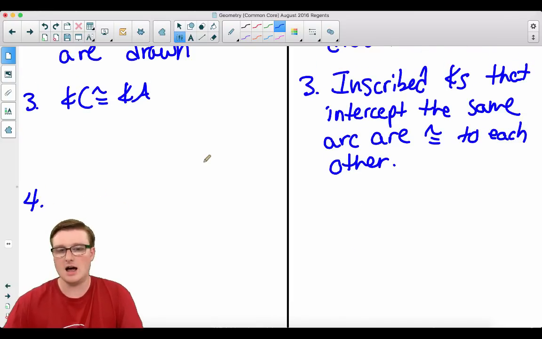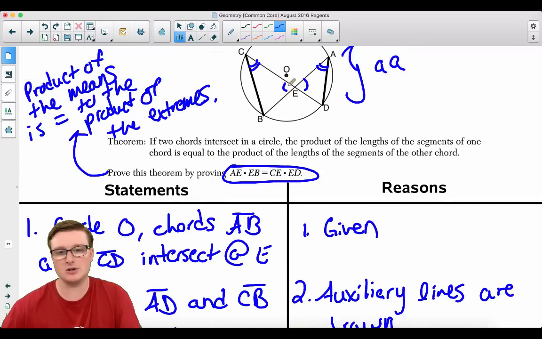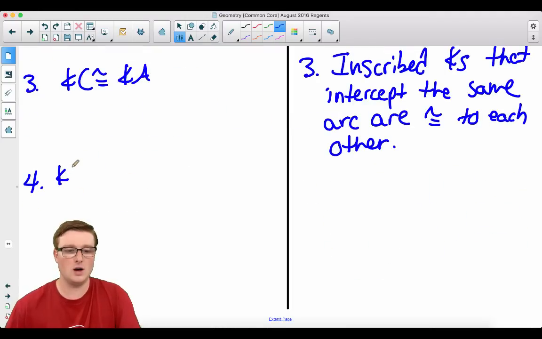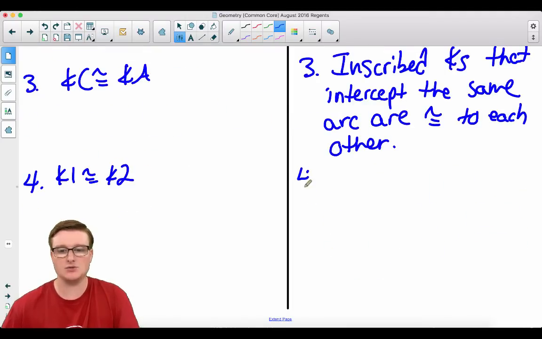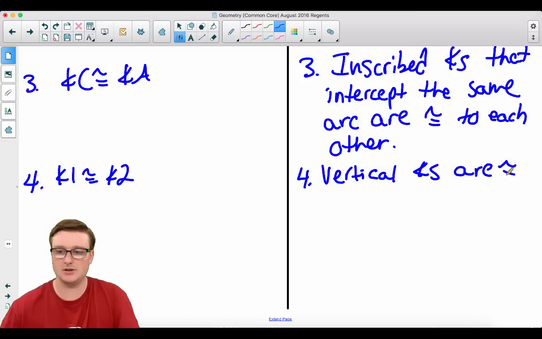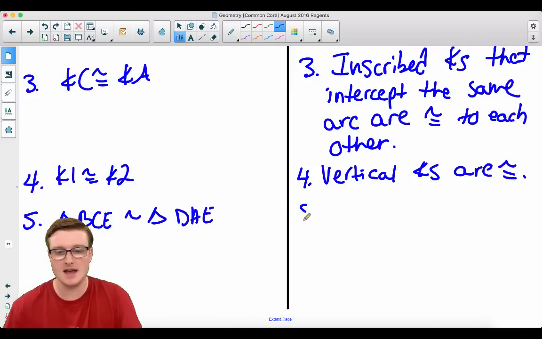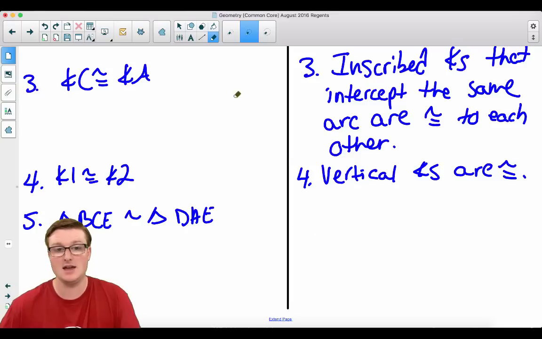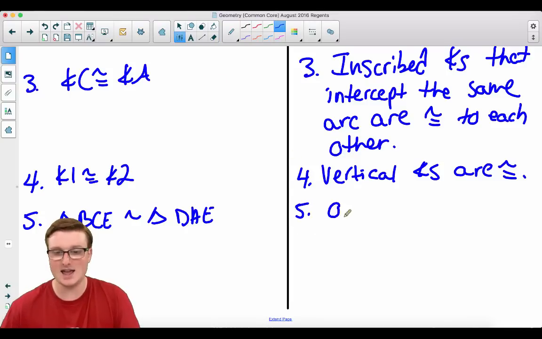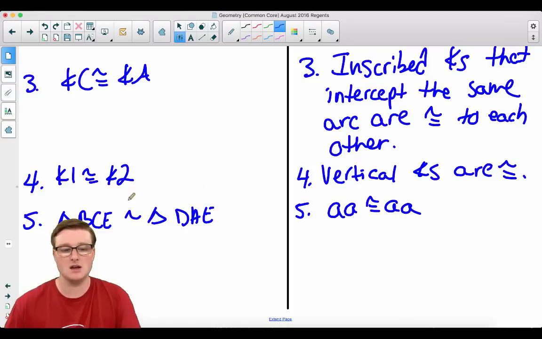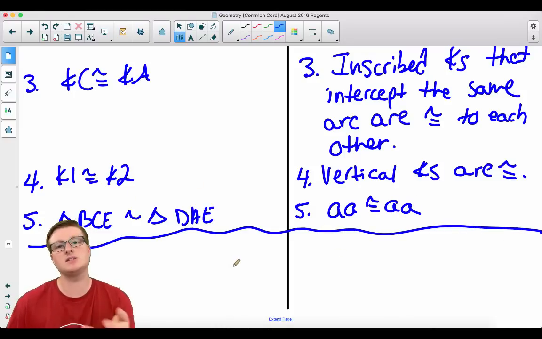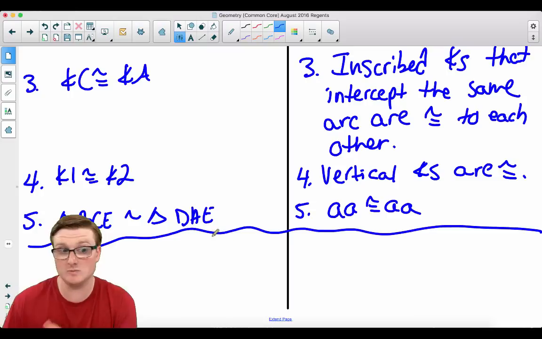Now, number four, I'm going to state that the vertical angles are congruent. I'm going to call this angle 1 and angle 2. So angle 1 is congruent to angle 2, and your reason is vertical angles are congruent. All right. Now, number 5, I can now prove these two triangles to be similar to each other. So triangle BCE is similar to triangle DAE, and your reason, oops, that's not a 5. And your reason is that angle-angle is congruent to angle-angle. So now we just proved these two triangles similar. Now it's time to prove the theorems that they want us to.